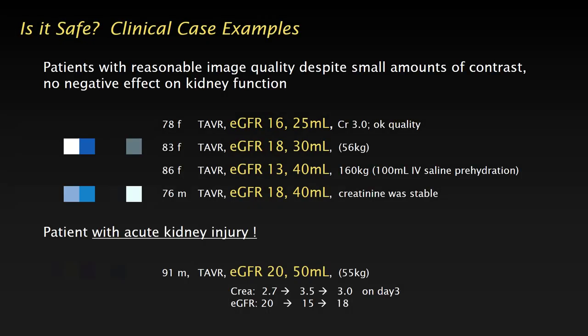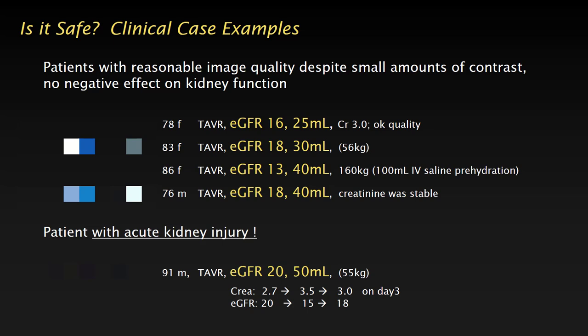Now here, a question comes up, obviously: is it safe? And this is a not very systematic analysis. These are just some of the patients I've jotted down over the last 2 years, all from the fourth machine, where there was at least some discussion or some question if we should do it, or where we talked to the clinicians about what we should do. So for example, a 78-year-old. She had an eGFR of 16. This is really not a lot. And we still decided, based on the whole situation, to give her 25 cc's of contrast, creatinine was 3, and it turned out actually quite okay.